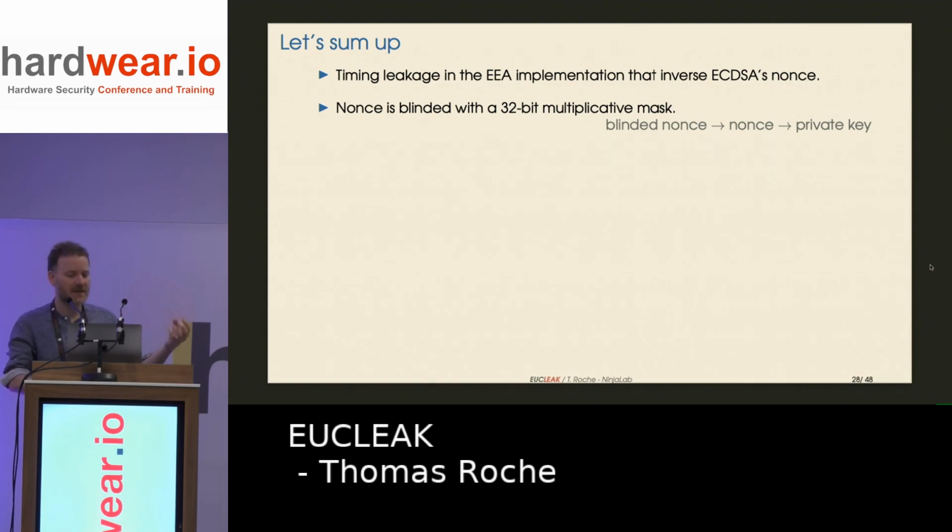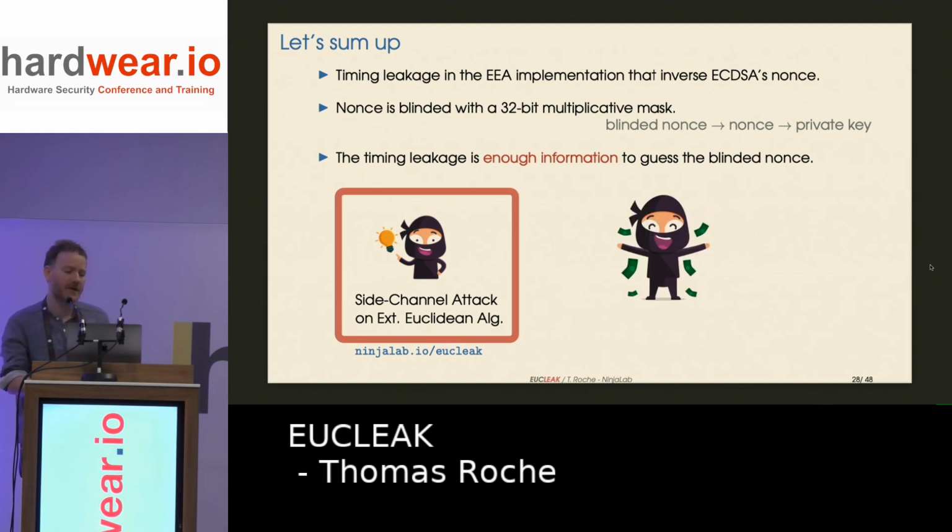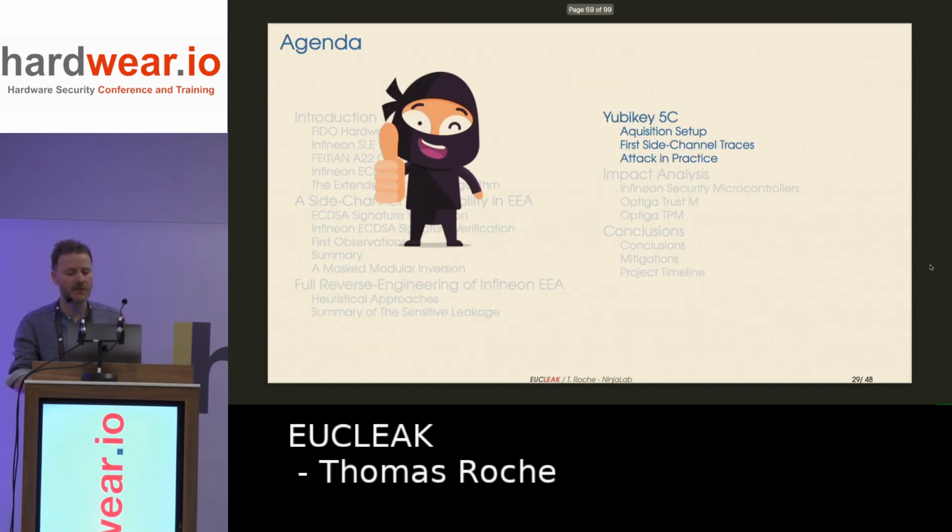We have this fact that if we reconstruct the blinded nonce, then we will be able to attack. And now we have enough information. So we built this new attack on the EEA that takes the information that we extracted, and we were able to rebuild the input of the inversion just from looking at the traces. So we were quite happy. The attack itself is not described here. All the details are in a write-up that we published on our website.